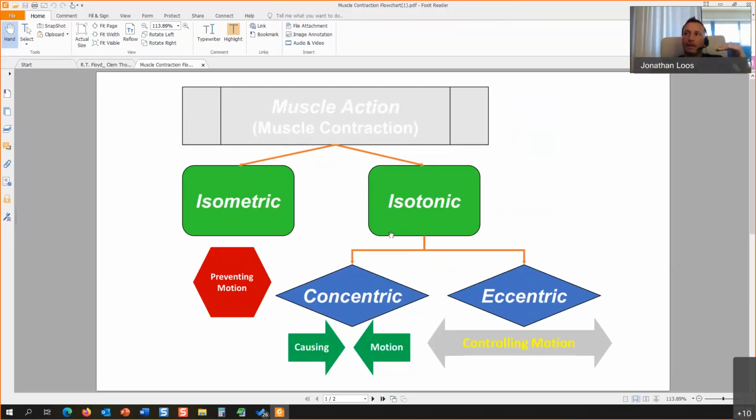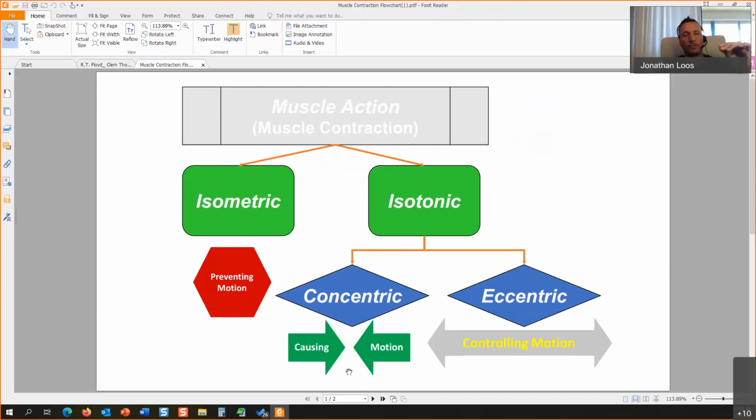If you go the next level and think about the movement aspect, am I preventing motion? There's some external force and I'm preventing that from happening. That means I'm generating some muscle tension and there's no movement. That's an isometric contraction, prevention. Think of the stop sign.